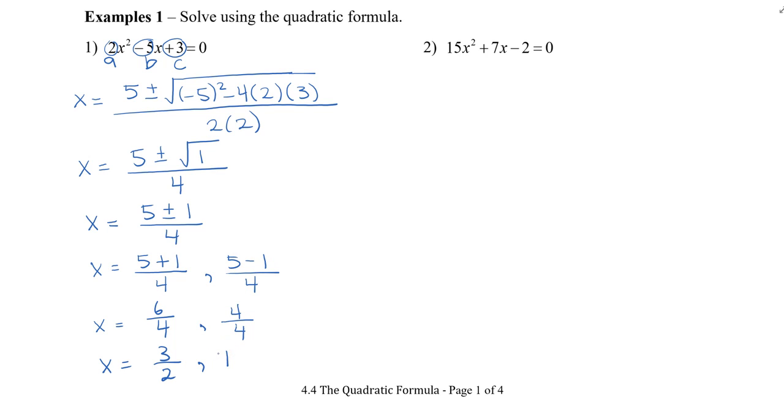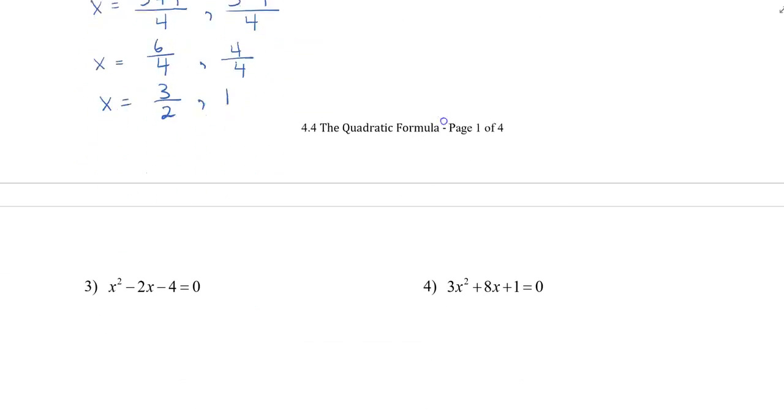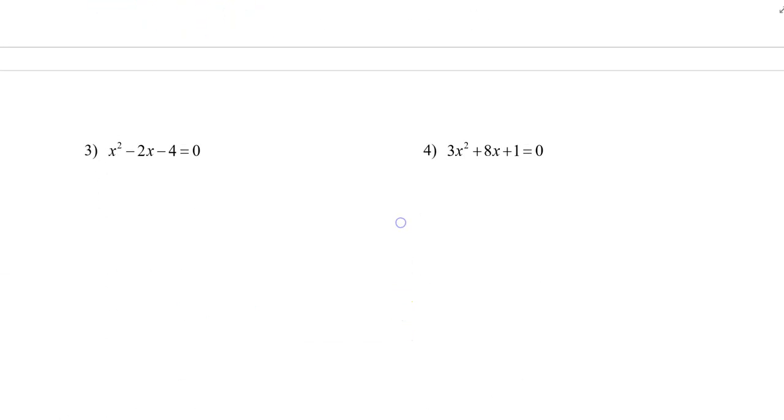Okay. So let's try a different one. I'm going to leave this number 2 for you to try. And let's go on to number 3 here. So it's a little bit different. So number 3, again, we don't have a number in the front. So when there isn't a number, remember the number is 1. So our a is 1, our b is negative 2, and our c is negative 4.